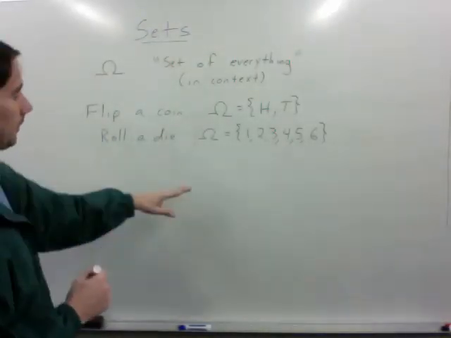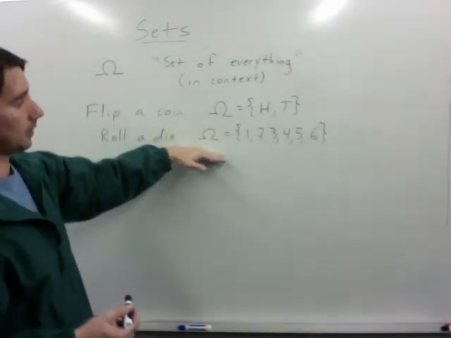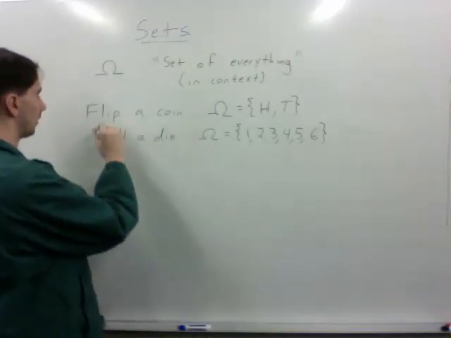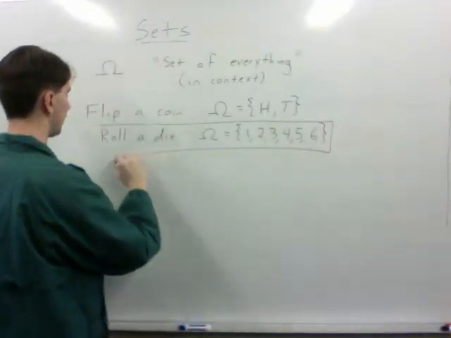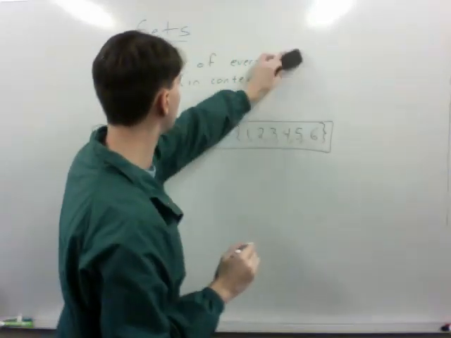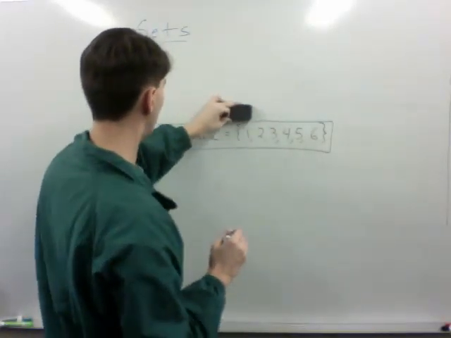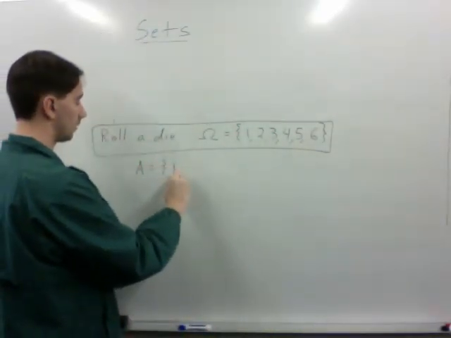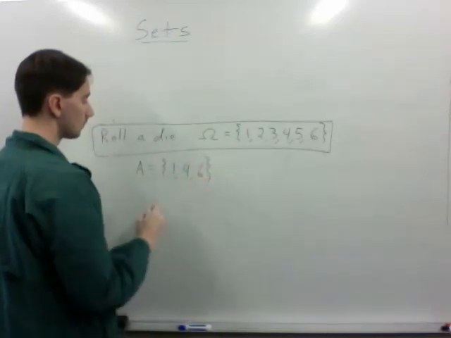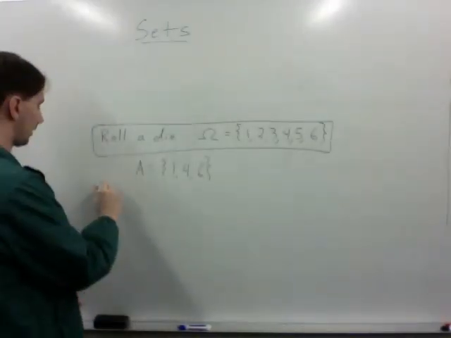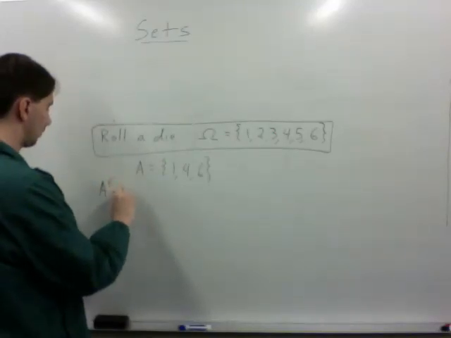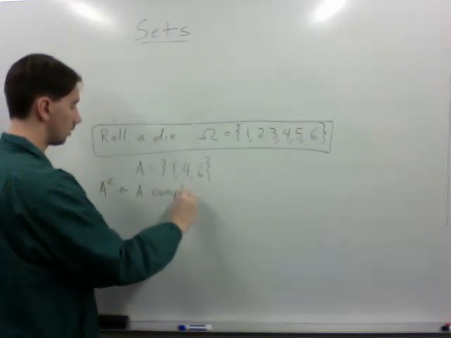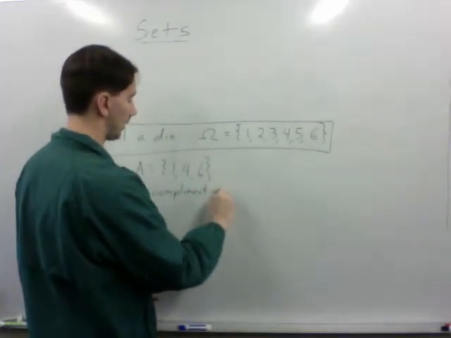Part of why we need this definition of a universe is because we want to sometimes talk about things that are not in a set. So say that we take this example of omega. So we'll have roll of a die. And maybe we'll say that A is equal to the set 1, 4, 6. And now we want to talk about what's called A complement, and we'll say it is everything not in A.